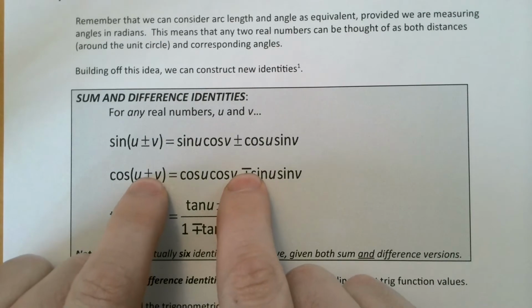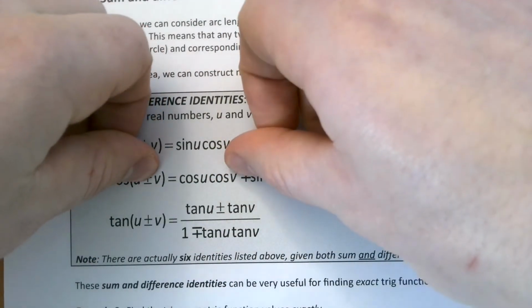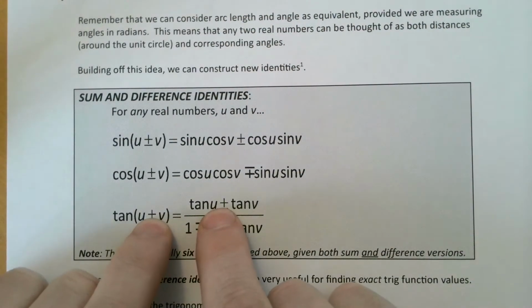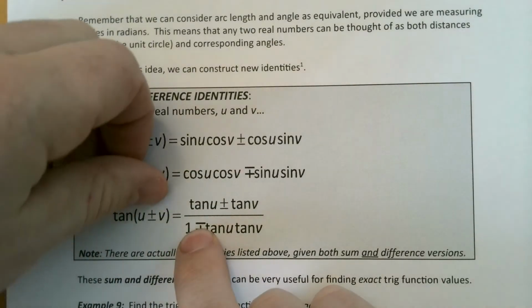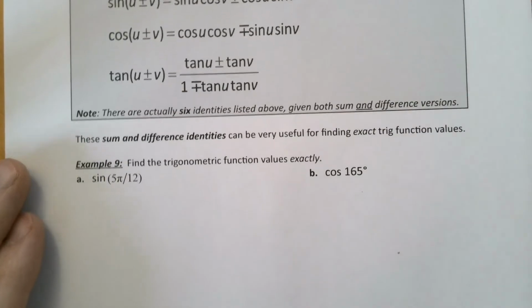If we're adding two angles, then it's the difference of the products. If we're subtracting two angles, then it's the difference of the sums. And then for tangent, it's a little wonky of a thing. The numerator is a sum, the denominator is a subtraction for a sum, and then vice versa. Okay? So what we're going to do is use these to find exact trig function values.